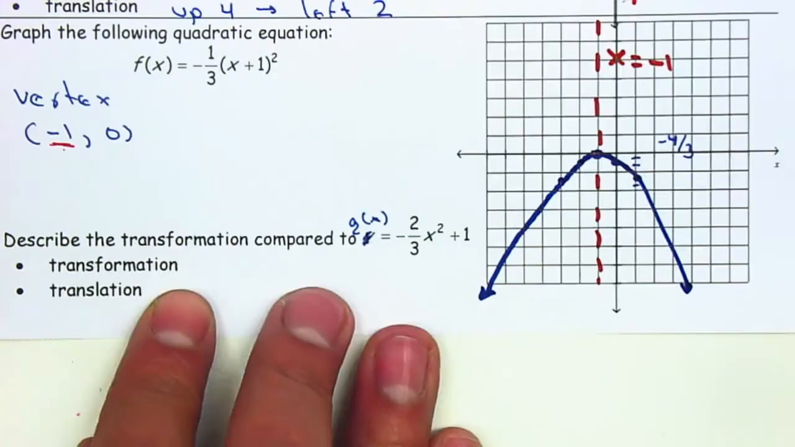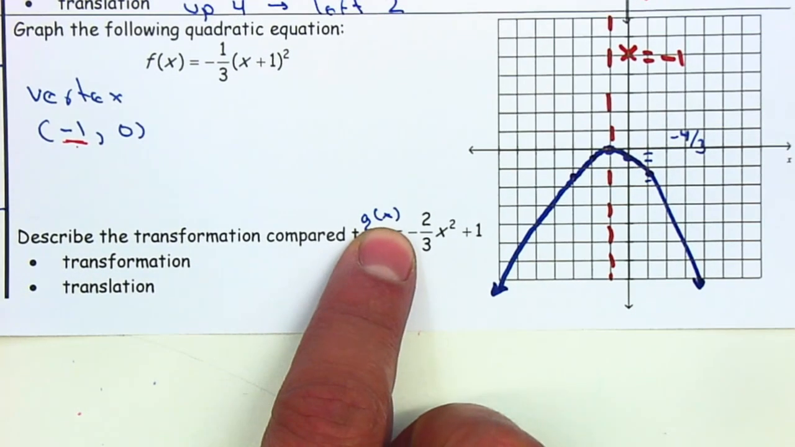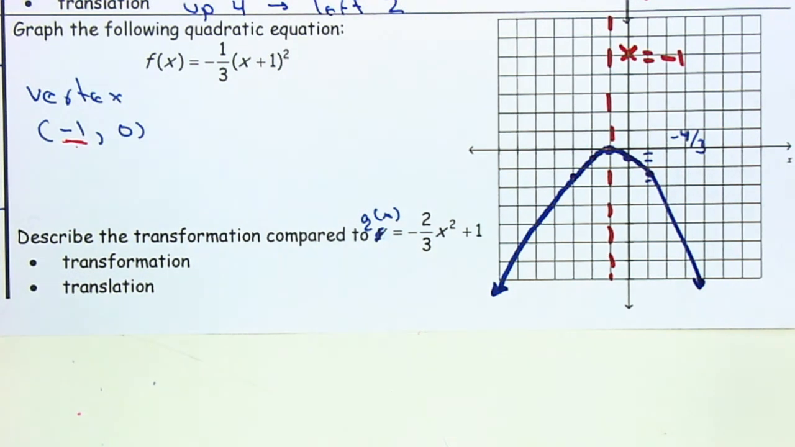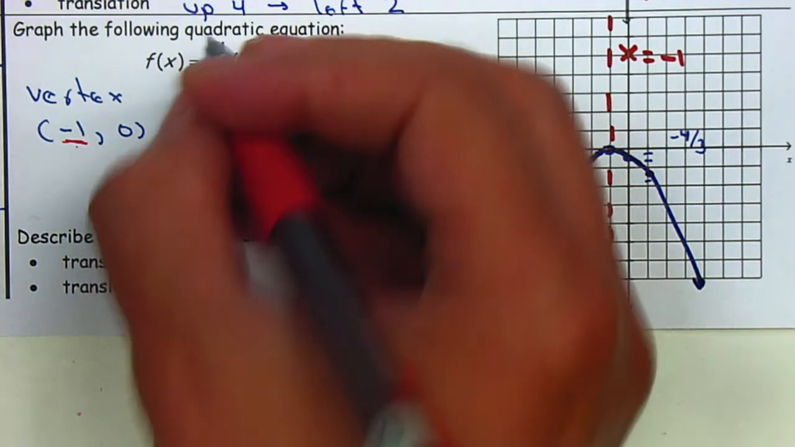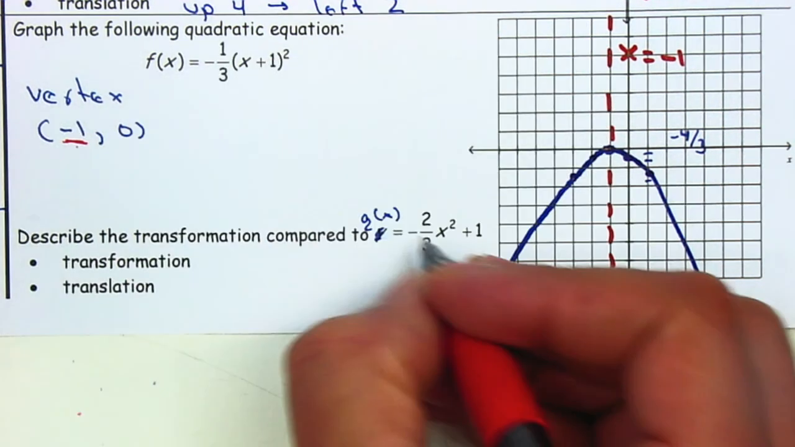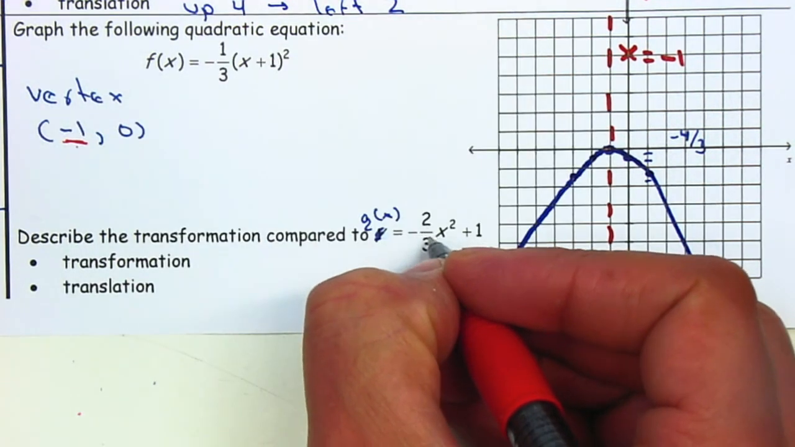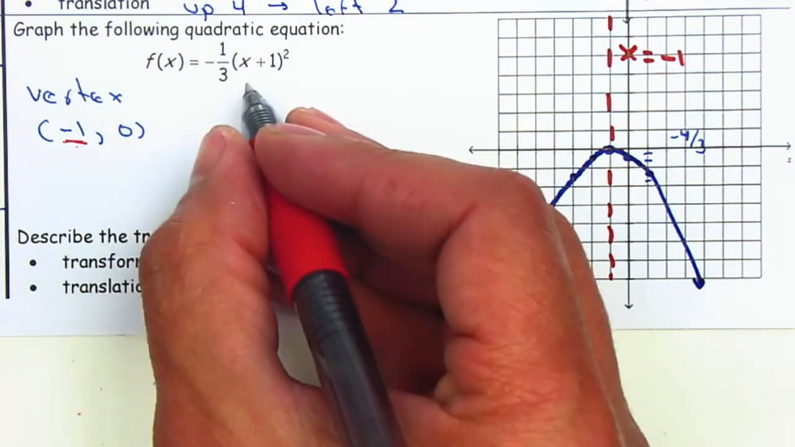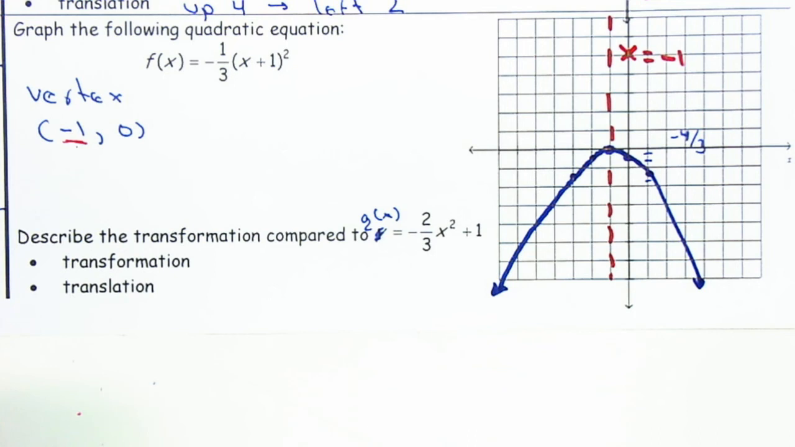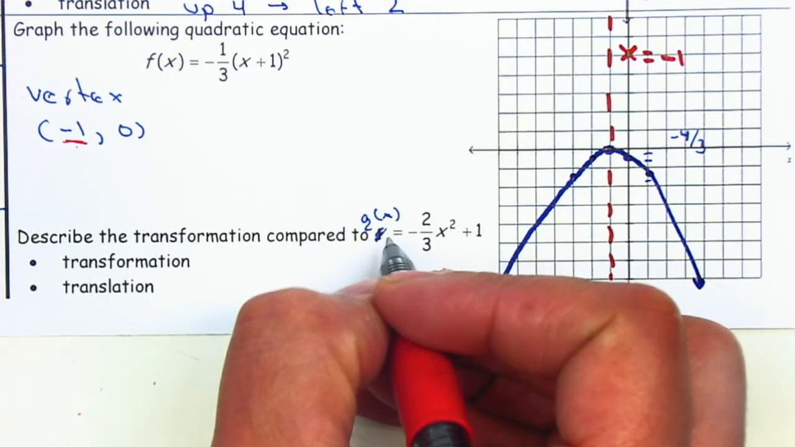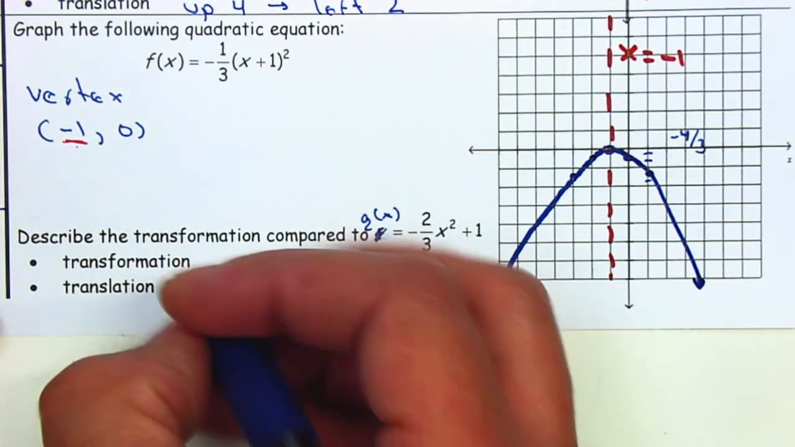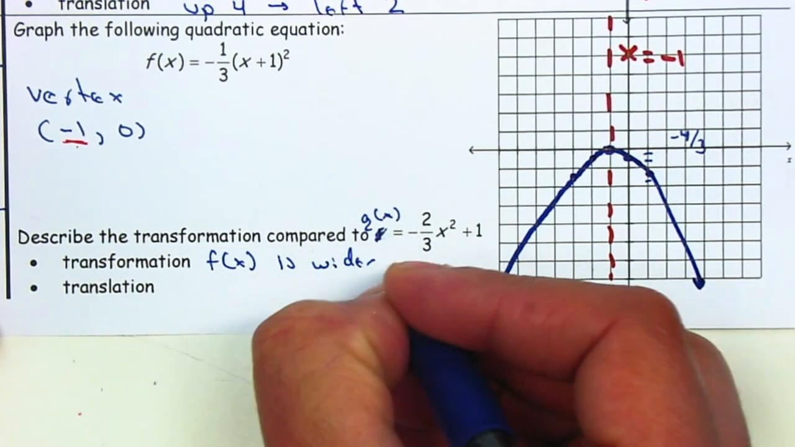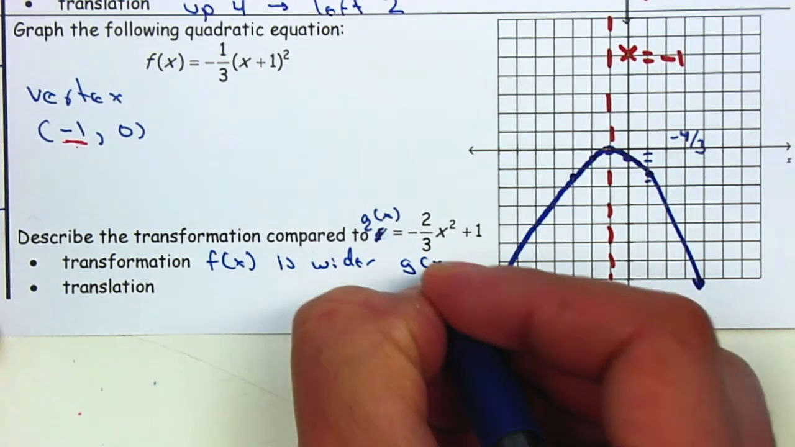Now, we need to compare the transformation. If you notice, I changed this to g of x, so that'll be much easier to compare. For the transformation, I need to think: is 1/3 bigger than 2/3, or is 1/3 smaller than 2/3? Remember, it doesn't matter if it's negative or positive. We only compare the absolute value of a. So 1/3 is smaller. That means that f of x is wider than g of x.